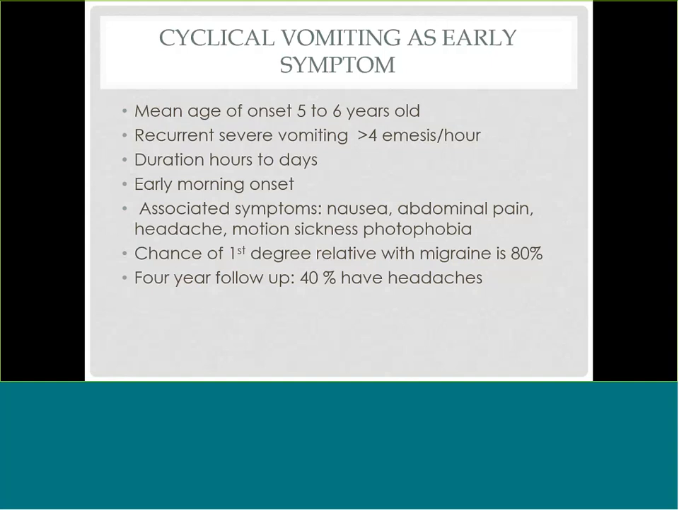They may have other associated symptoms such as nausea and abdominal pain. They may complain of headache. They may have motion sickness. They may have intolerance to light. If these children are followed over time, for instance, about a 4-year follow-up, about 40% develop migraine headaches. And if you obtain a family history, about 80% have a first-degree relative with migraine. So we feel that this is an early migraine syndrome.